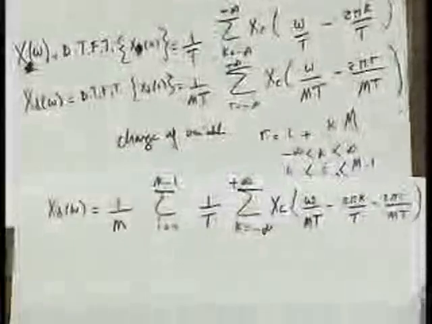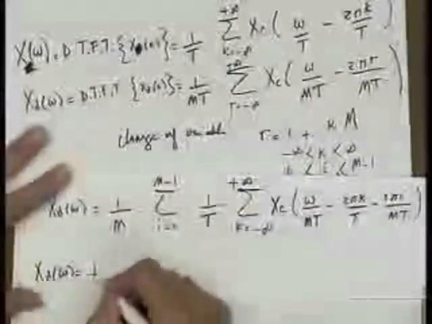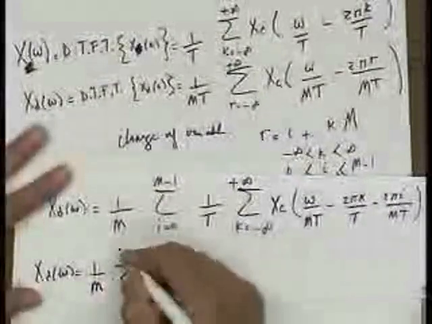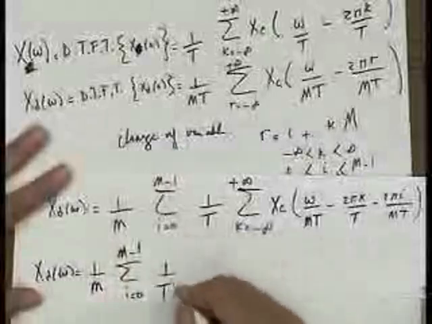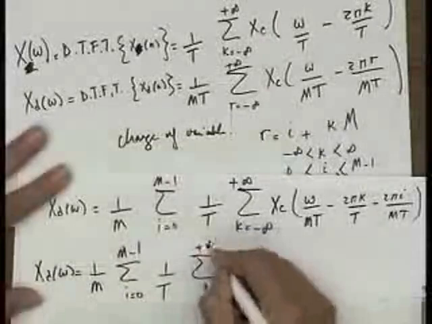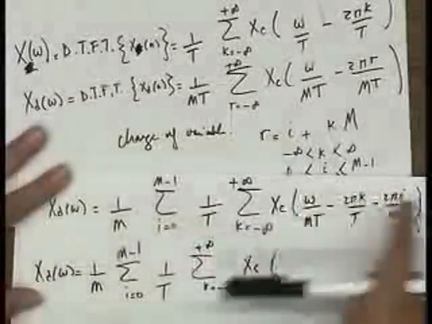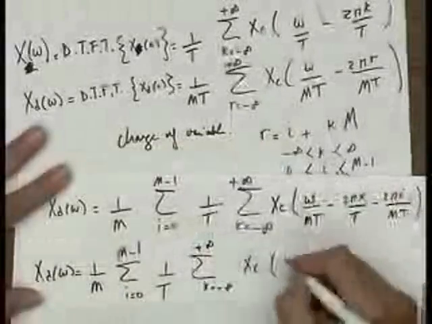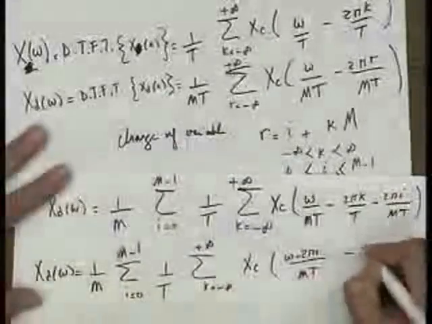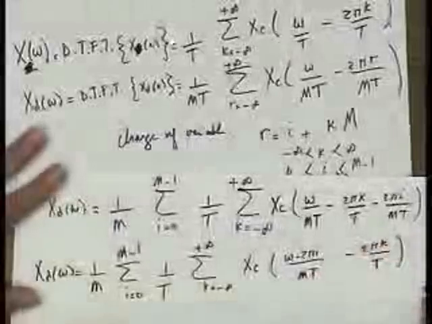And the next thing I want to do is rewrite that. X of d of omega is 1 over m, summation I equals 0 to capital M minus 1, of 1 over t, summation k from minus infinity to plus infinity of x of c. And now I'm going to combine this guy and that guy: omega minus 2 pi I over mt minus 2 pi k over t. Okay?